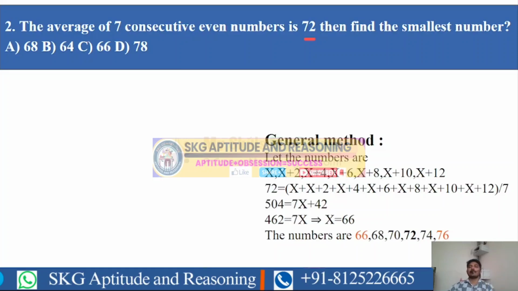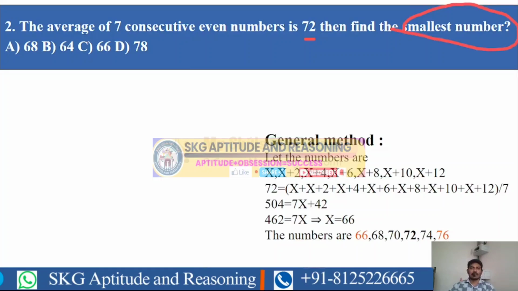So what are my numbers here? The x value is 66, so the numbers are 66, 68, 70, 72, 74, and 76. And what he asked in the question is to find the smallest number here.